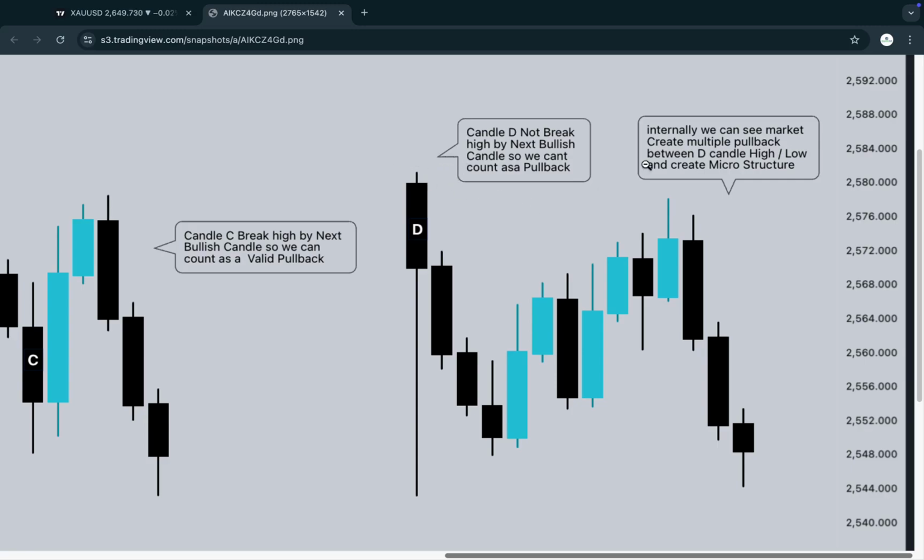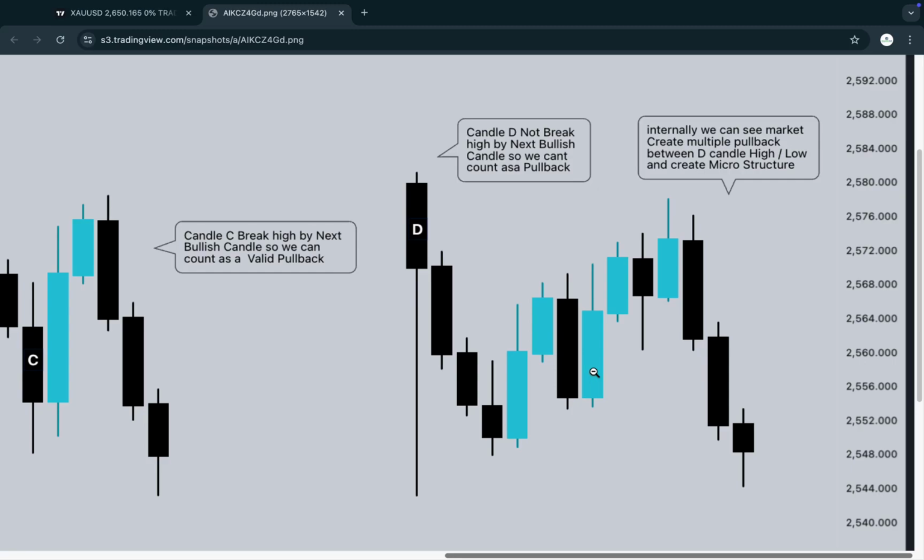But the market did not break the previous D candle high and created internal structure here. We can say market momentum was bearish and now turned bullish and again took a pullback, and this is counted as a valid pullback. Why? Because the market took out the previous candle low. This bullish candle is broken by this black candle and the market pushed downside.